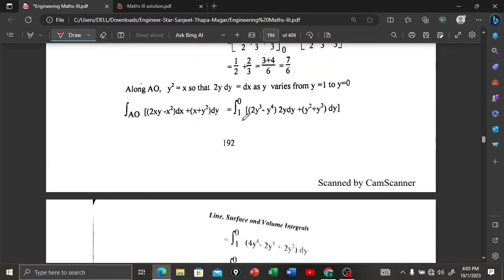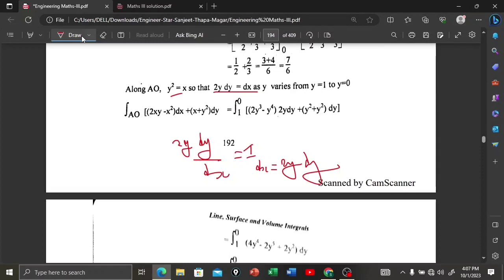Now it would be 2 times y squared times y, which is y cube, minus x times y squared. So x squared is y to the power 4, and differentiating x with respect to x, it is 2y dy by dx equals 1, so dx would be 2y dy, dx would be 2y dy, plus x is y squared and y squared dy.